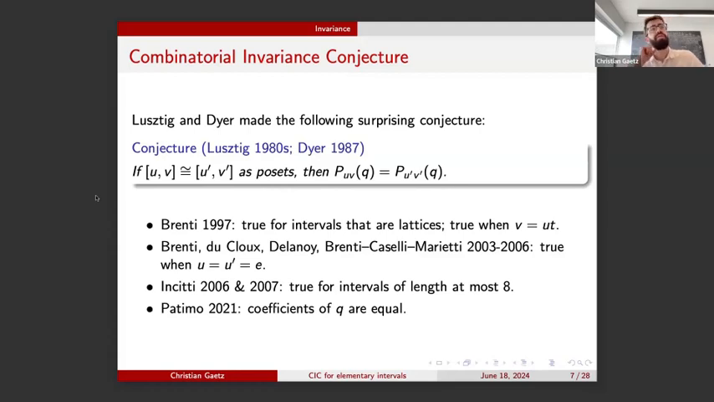So this has been proven in various cases. Sort of the most substantial of these is the second bullet point here. So various groups of authors around the same time in the aughts prove that the conjecture is true if both U and U prime are the identity. So if we have two lower intervals in Bruhat order and they're isomorphic, then the polynomials are the same.